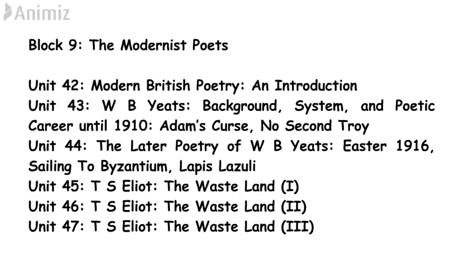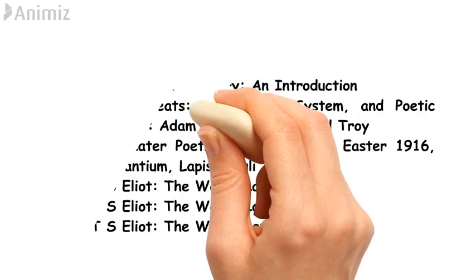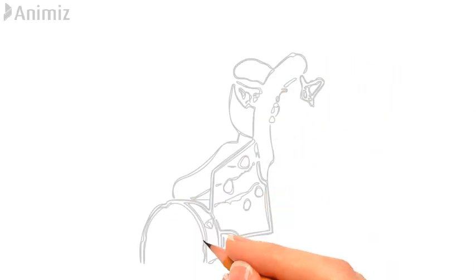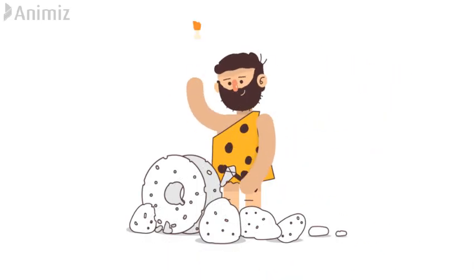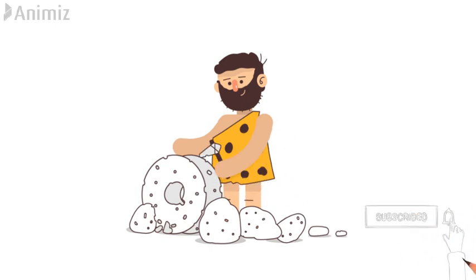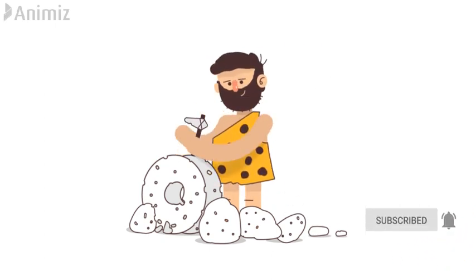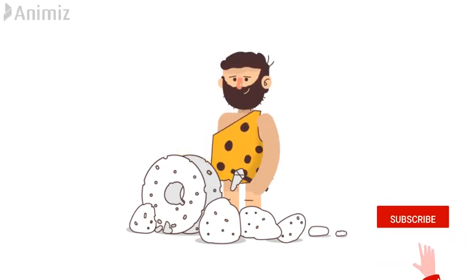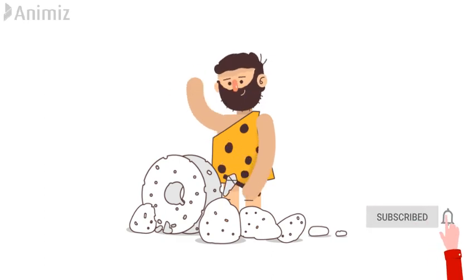So from the block 10, sorry, I mentioned in the beginning of the video that we have 9 blocks. Actually we have 10 blocks in MEG1 British poetry, and the 10th block is about the modernist and the postmodernist poets like Dylan Thomas, Philip Larkin, Sylvia Plath, and so on, from unit 48 to unit 52.